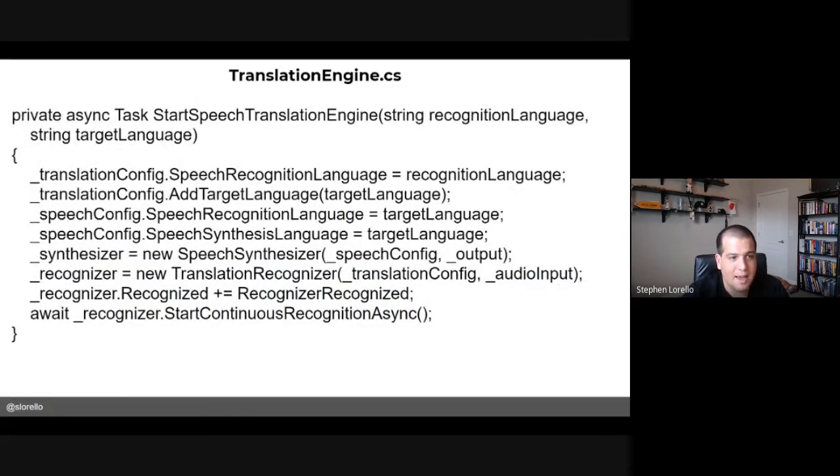So this method, as its name suggests, kicks off the speech translator. So it sets up the translation configuration for the translator and the speech configuration for the speech synthesizer. And then it actually starts up the translator, and it passes this recognizer recognized event handler to the recognizer's recognized event. And then it starts up the whole thing.